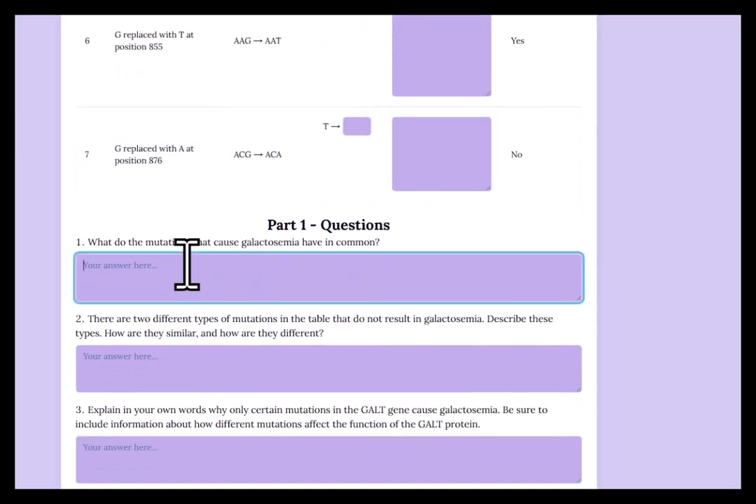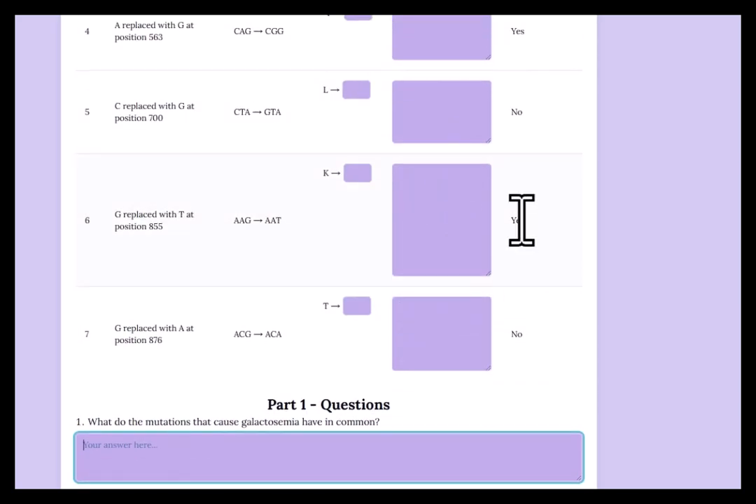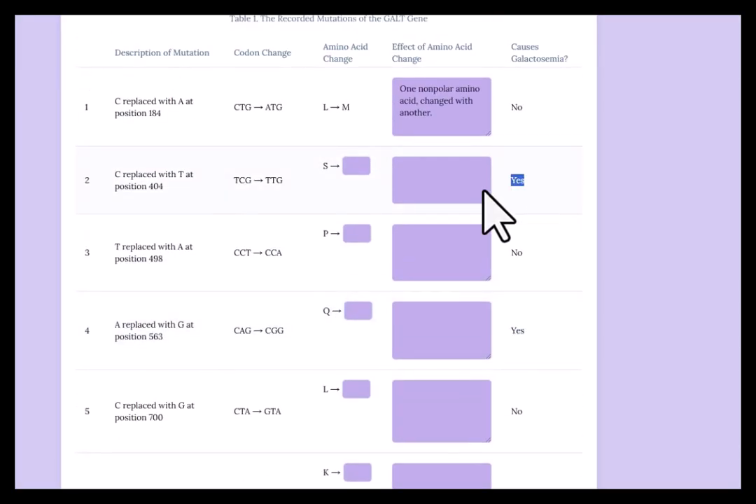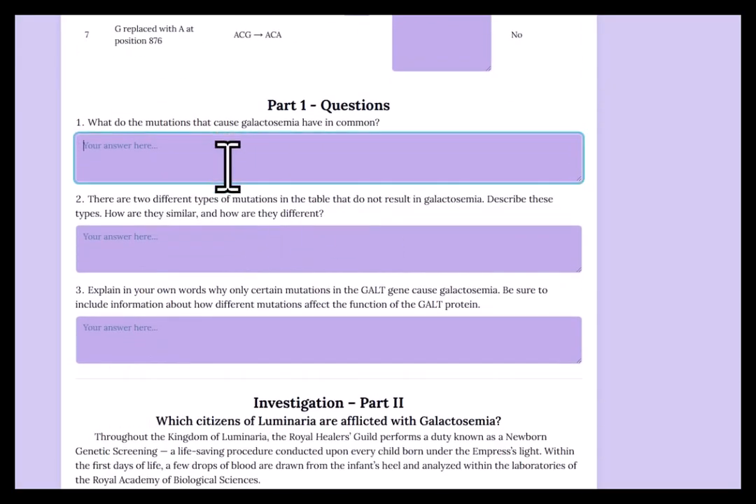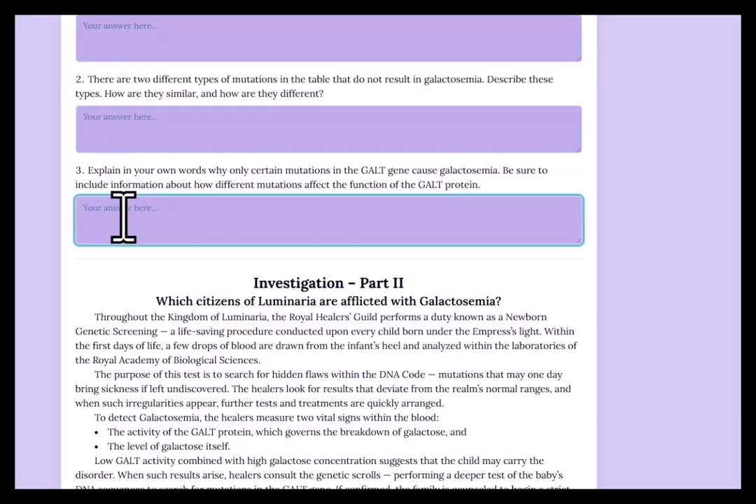Then you're going to answer these questions. What do the mutations that cause galactosemia have in common? You're going to look back at your answers here and find the ones that say yes, this one causes it, yes, this one causes it, yes, this one causes it, and you're going to see what they all have in common. Look at the ones that don't result in galactosemia. How are they similar? How are they different? Explain why only certain mutations in GALT cause galactosemia. You're going to answer these 3 questions.